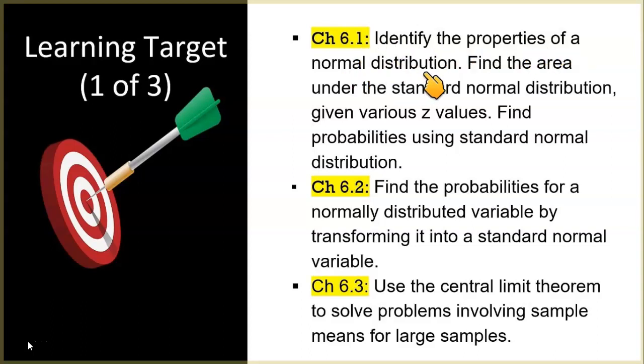So with section 1, we'll look at identifying the properties of a normal distribution. We'll find the area under a standard normal distribution given various z-values. So the z-score comes back again from chapter 3. And then we look at finding probabilities using a standard normal distribution. So that's what you have to look forward to in section 1 of chapter 6.